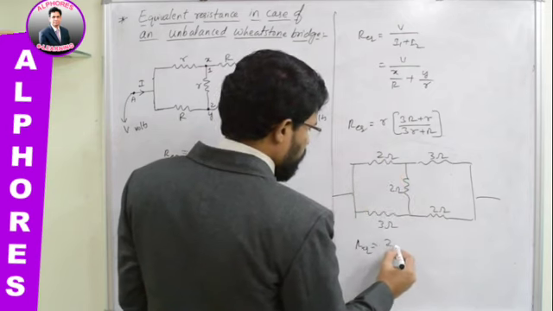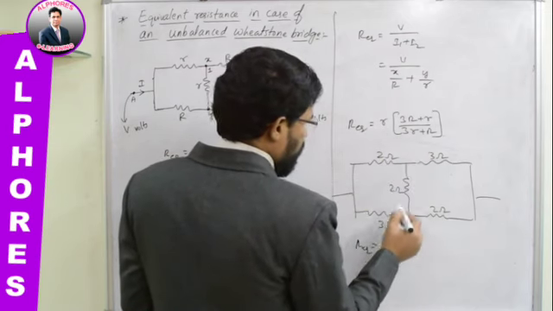In place of small r, what do we have? 2 into 3. Capital R is how much here? 3.